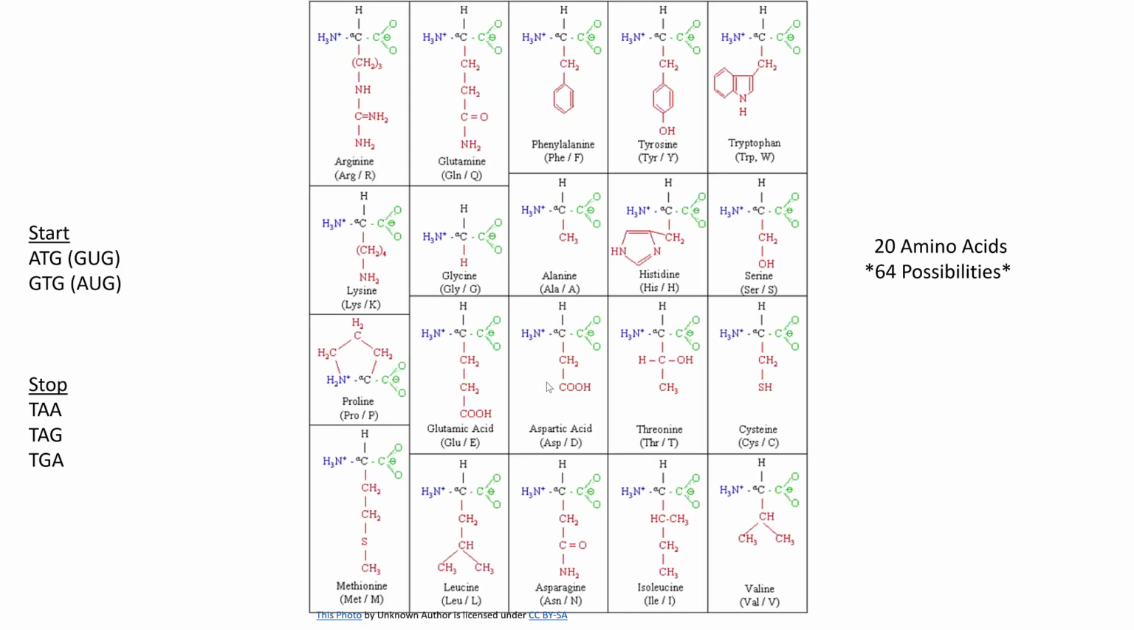All right, there are 20 different amino acids, and there are 64 possibilities on how those amino acids can come together. There are start and stop codons. Typically, the start codons are ATG and GTG, and the stop codons are TAA, TAG, and TGA. So ATG is alanine, threonine, and glycine.